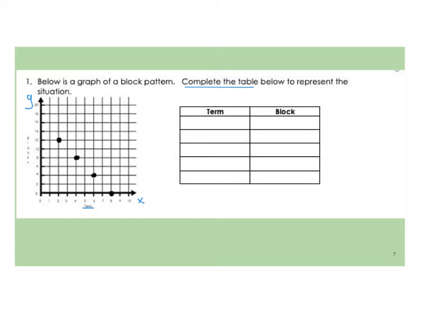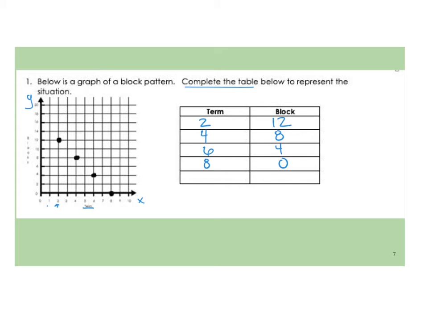I don't have term 1, but I have term 2. So 1, 2, 3, 4, 5, 1, 2, 3. Okay, so term 2 has 12 blocks. Term 4 has 8 blocks. Term 6 has 4 blocks. And term 8 has 0 blocks.